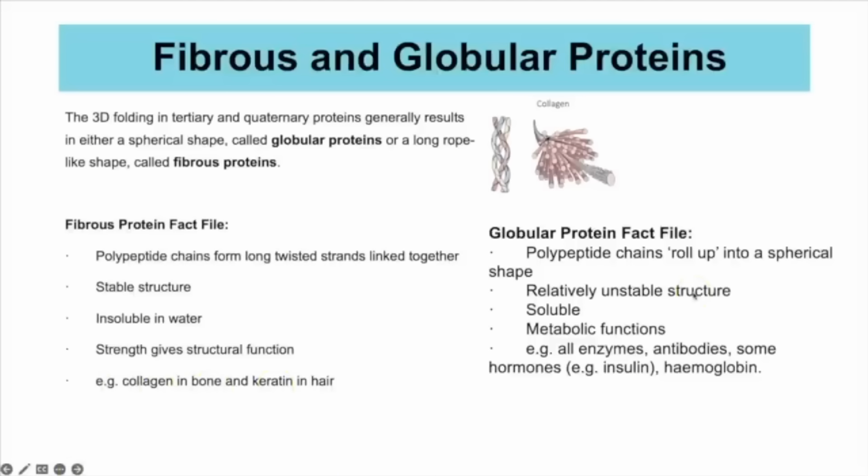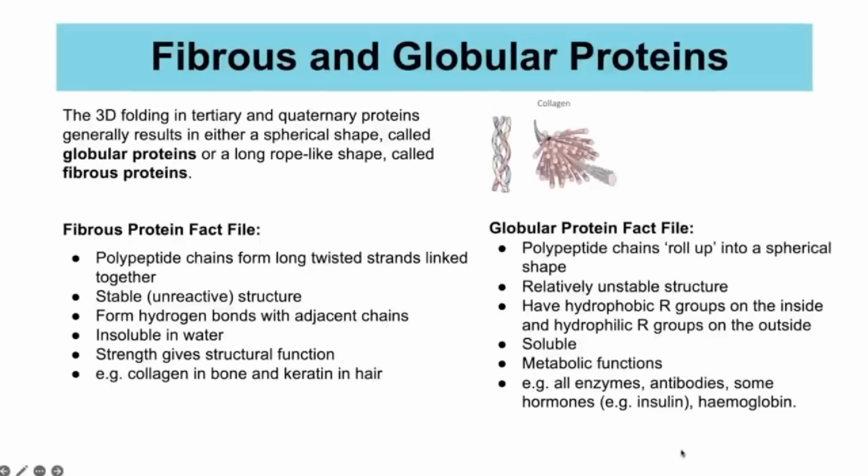Globular proteins, on the other hand, are normally spherical in shape. They're relatively unstable, they are soluble, and involved in metabolic functions. So, for example, enzymes and antibodies and some hormones. And if you think about enzymes, we do say they're sensitive to certain conditions, such as changes in pH and temperature, and that's what we mean by relatively unstable.